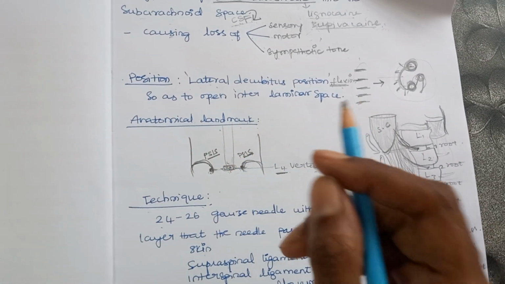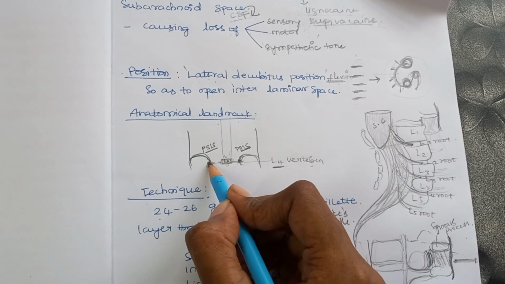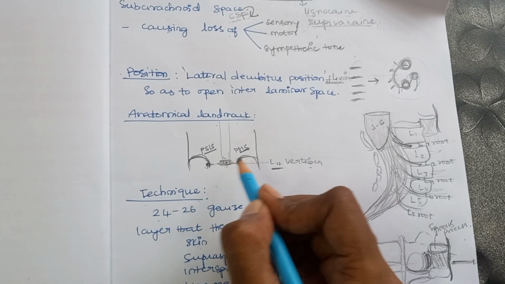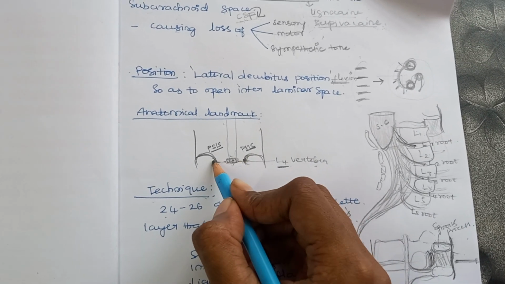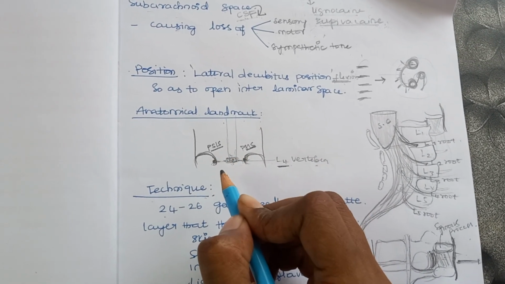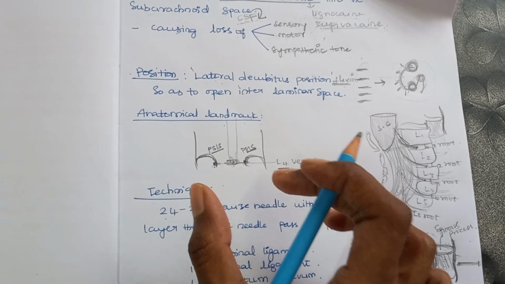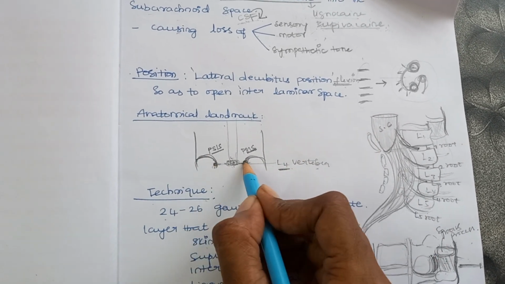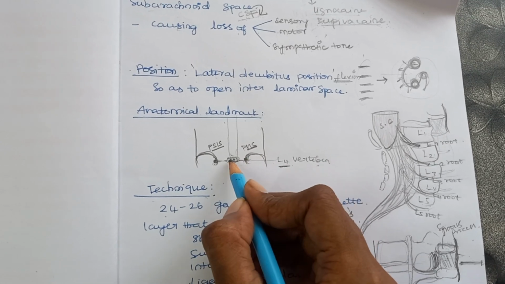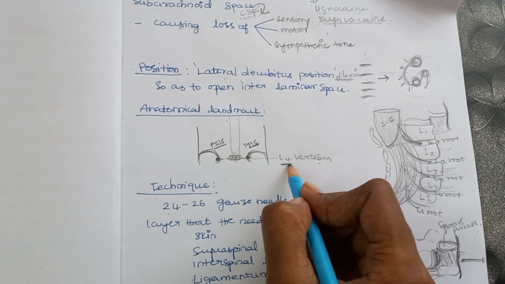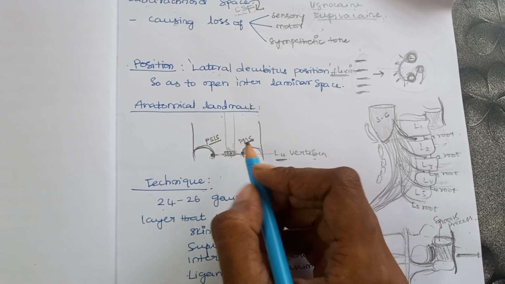The anatomical landmark is very important. This is the view from the back. This is the posterior superior iliac spine, which you can well palpate from the back. You have to palpate on both sides and draw an imaginary line. This imaginary line corresponds to the L4 vertebra. L4 vertebra, remember, it's very important.